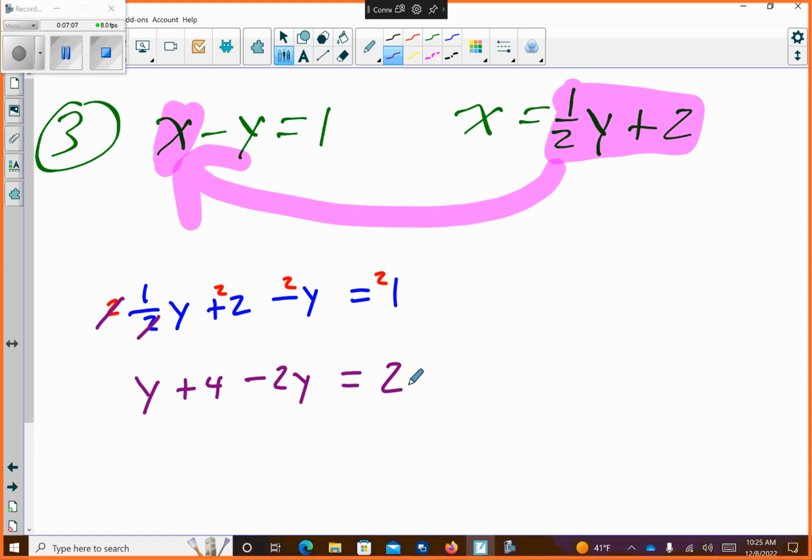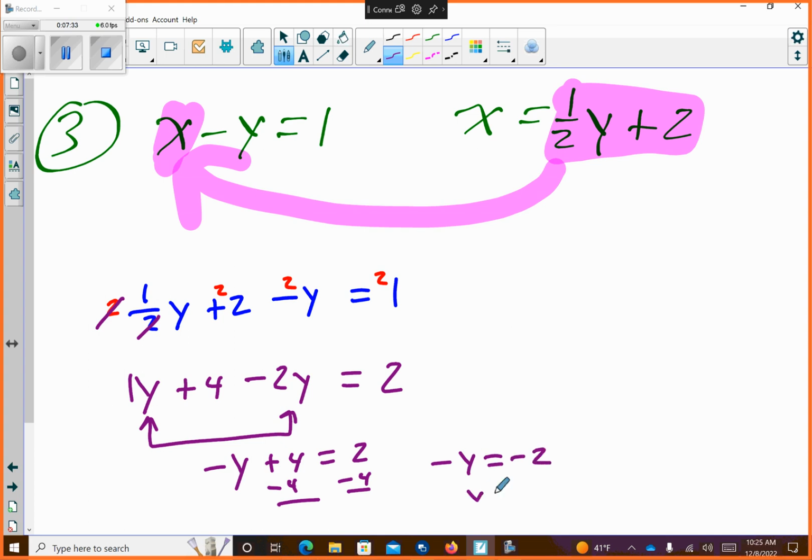Do we feel comfortable so far? That looks a little nicer. We don't have to deal with the F word any longer. Fractions. All right, so I'm going to combine these together. So that's 1y minus 2y, which is negative 1y or negative y. And then solve the rest of this. So negative y equals negative 2.